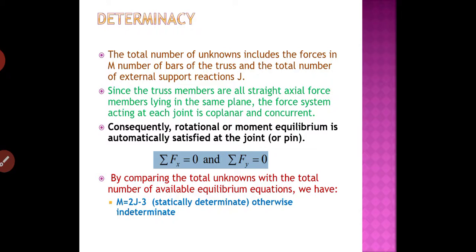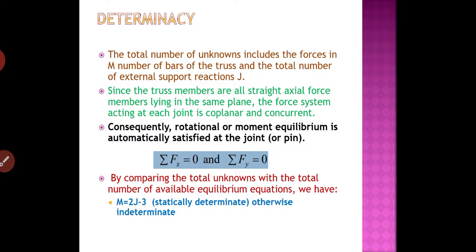The total number of unknowns includes the forces in the bars of the truss and the total number of external support reactions. Since the truss members are all straight axial force members lying in the same plane, the force system acting on each joint is coplanar and concurrent. Consequently, rotational or moment equilibrium is automatically satisfied at the pin joints, since the line of action of all the forces passes through the pin, hence there is no moment about that joint or pin due to these forces.